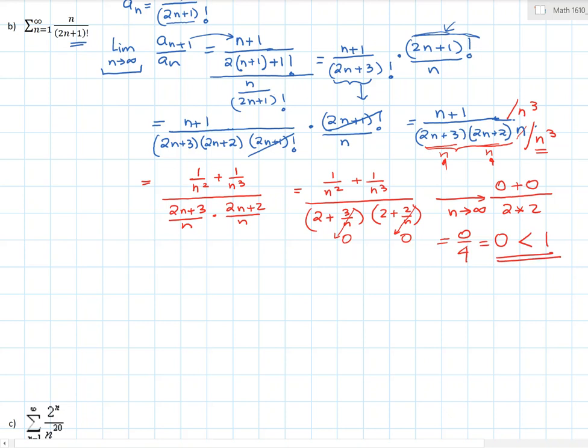So my r is again less than 1. Therefore, the series again converges.